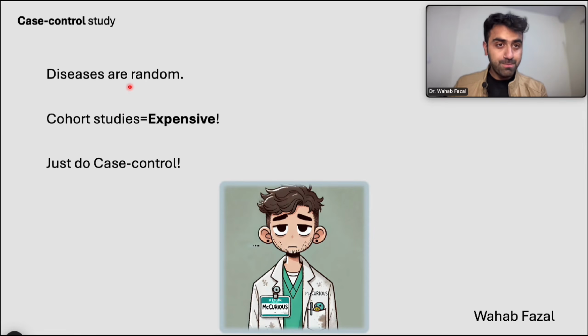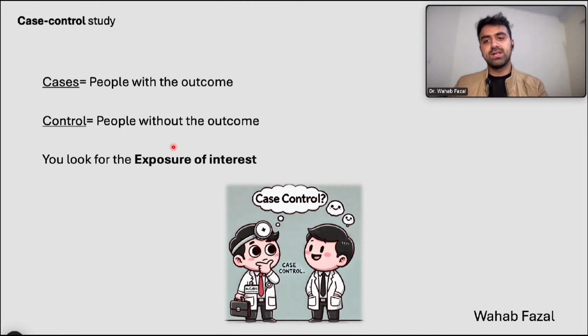Diseases are random. Cohort studies are expensive. Just do case control, man. Just get people. What are you saying, that I have to follow up people who are smokers for decades to find out if they get lung cancer or not? Why don't I just get people with lung cancer, ask them if they smoke or not? Well, that's simple enough. What's the problem with that? Let's take another example of what is a case control study.